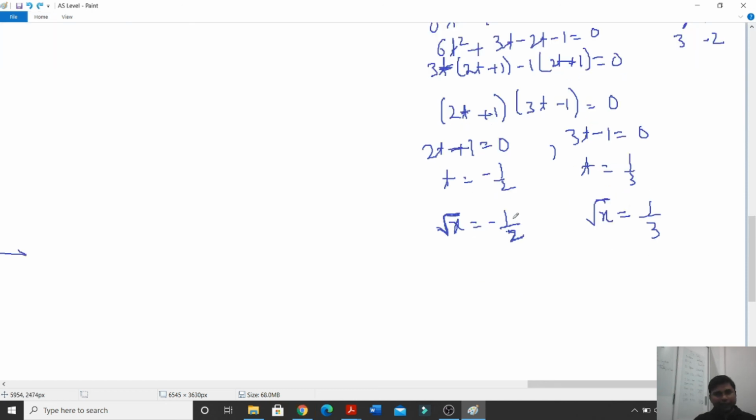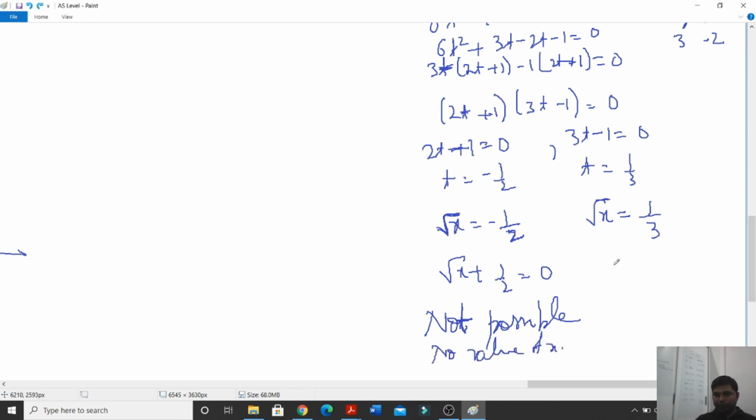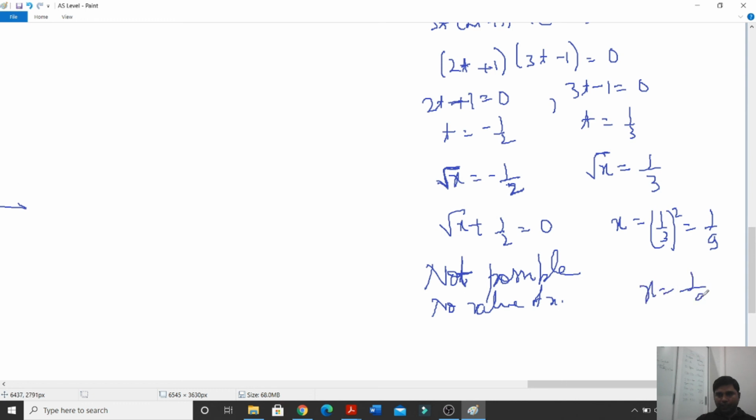As square root of x is equal to minus 1 over 2, we can write square root of x plus 1 over 2 is equal to 0. For no values of x will this equation be equal to 0. So this is not possible. So no value of x here. So root x is equal to 1 over 3. In this case we'll square both sides and we'll get x is equal to (1 over 3) square, which is 1 over 9. So x is equal to 1 over 9 is the only answer.